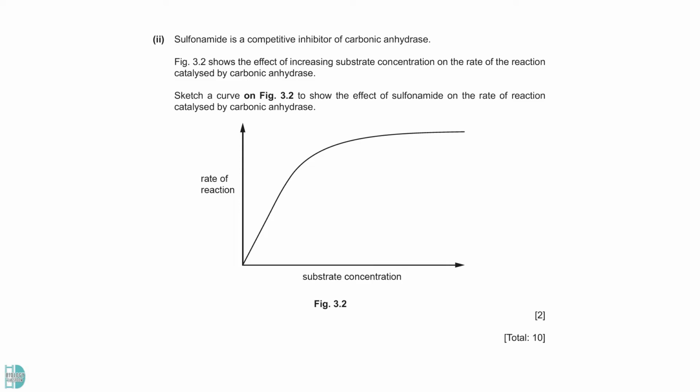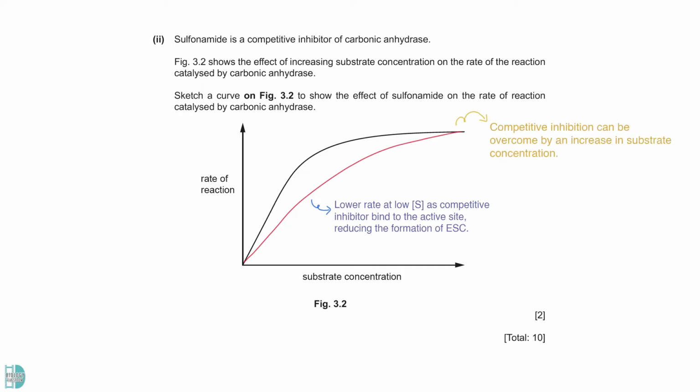In question 2, we have to sketch a graph when a competitive inhibitor is present. The rate of reaction is lower when the substrate concentration is low. This is because competitive inhibitors bind to the active site, reducing the chance of ES complex formation. However, competitive inhibition can be overcome by an increase in substrate concentration. So, the graph will approach or achieve the same Vmax as the original graph at a high substrate concentration.